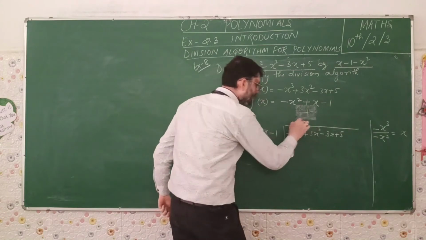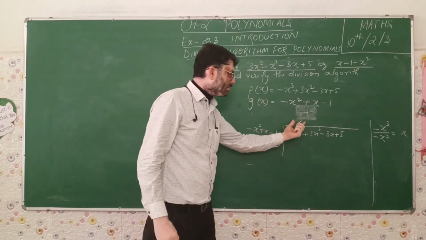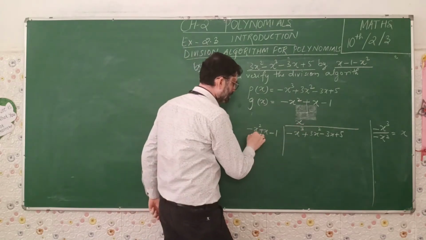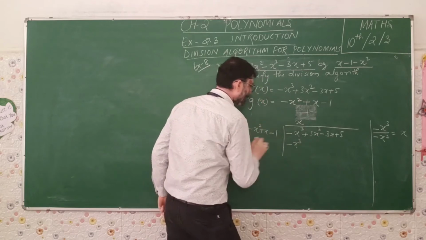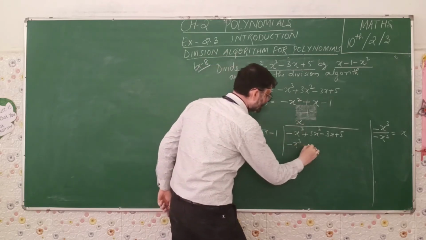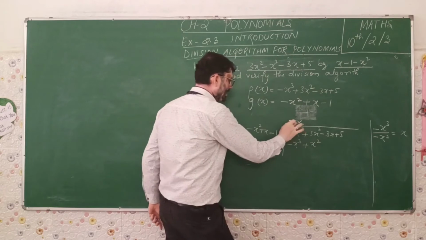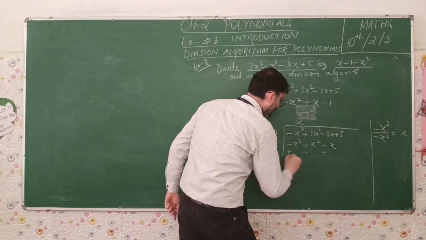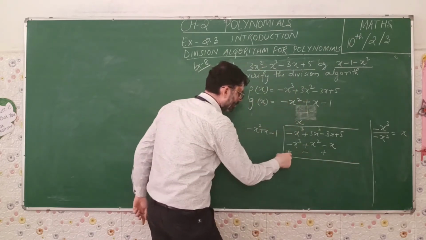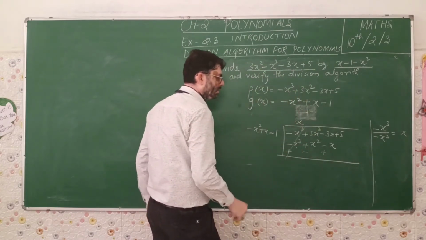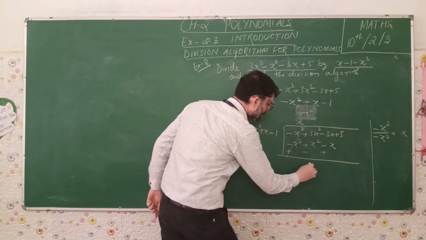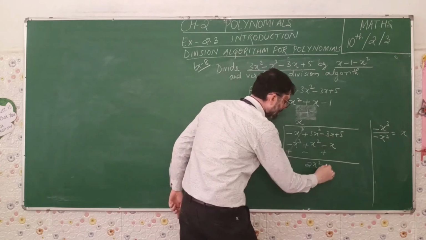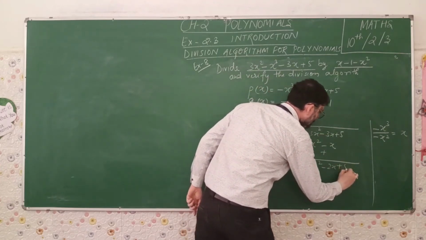So let us write x, and this term is to be multiplied to each term of the divisor. So x into minus x squared is minus x cubed, then x into plus x is plus x squared, and x into minus 1 is minus x. Subtracting, we get minus x cubed plus x cubed is equal to 0, plus 3x squared minus x squared is 2x squared, minus 3x plus x is minus 2x, plus 5.